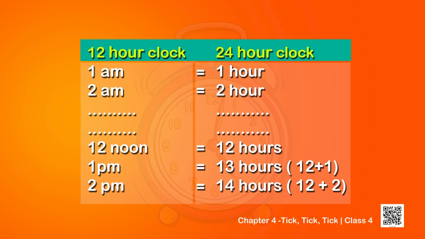Then 2 o'clock or 2 p.m. in 12-hour clock will be correct, 14 hours. What did we do? 12 plus 2, 14 hours in 24-hour clock. It goes on. So, what can we do? To convert time from 12-hour clock to 24-hour clock, we need to add 12 to the time represented in PM, and the time in AM will be the same in both the clocks.